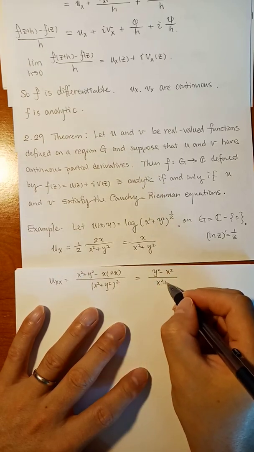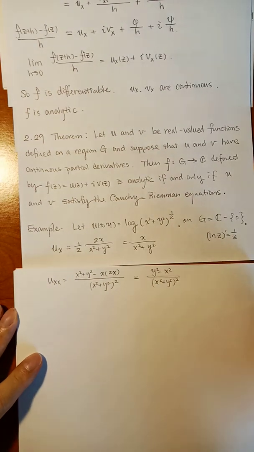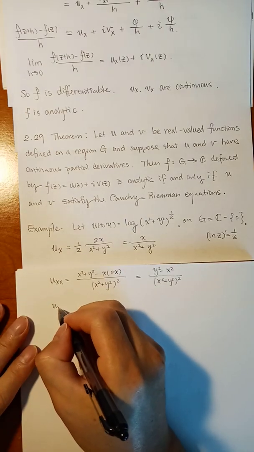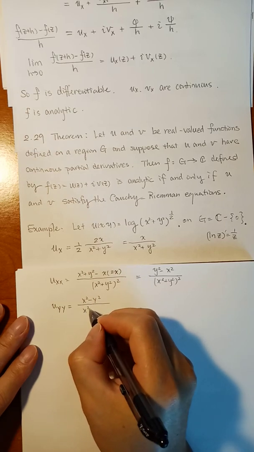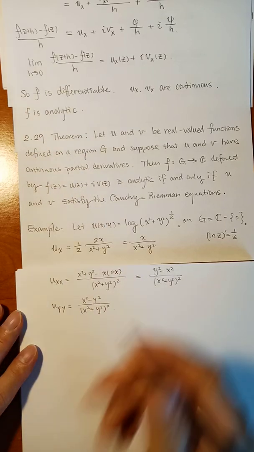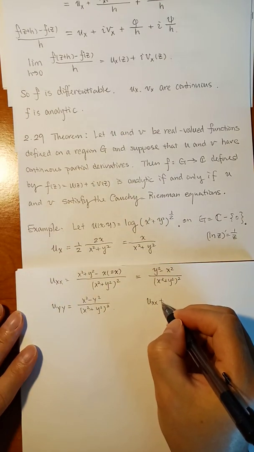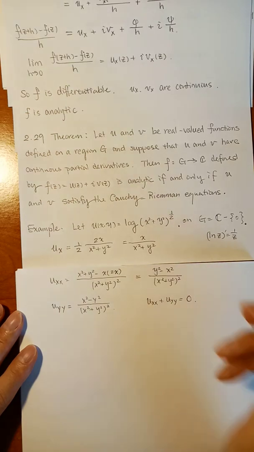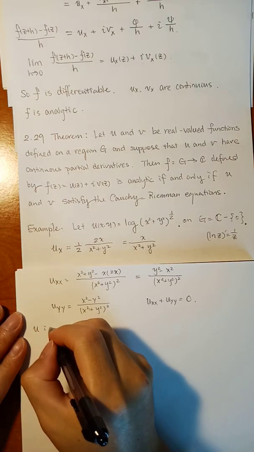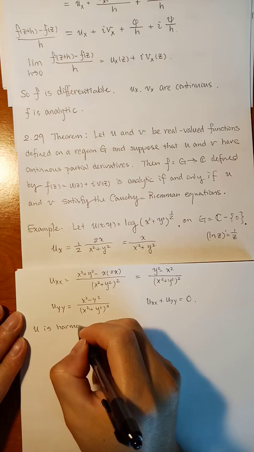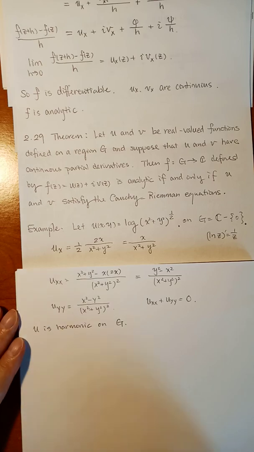Square, x squared plus y squared and square. Okay, and it's symmetric. You can check that u_yy is going to be x squared minus y squared. So from these two computations, you get u_xx plus u_yy is equal to 0. So u is harmonic on G.